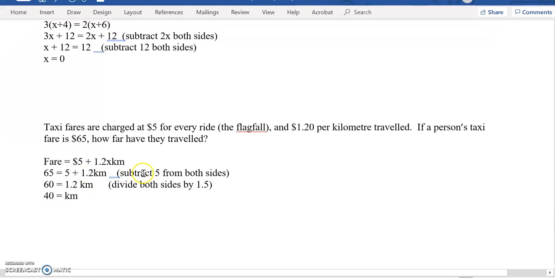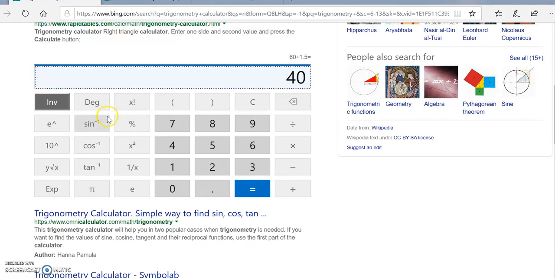So this is the same. The rule, subtract 5 from both sides. So 60 equals 1.2 times the number of kilometres. Now when you divide both sides by 1.2, we're going to get 60 divided by 1.2 equals the number of kilometres. And I'm pretty comfortable that equals 50. But I'll just double check it with my calculator again over here. Sorry, we started with 60. 60 divided by 1.2 is 50 kilometres.